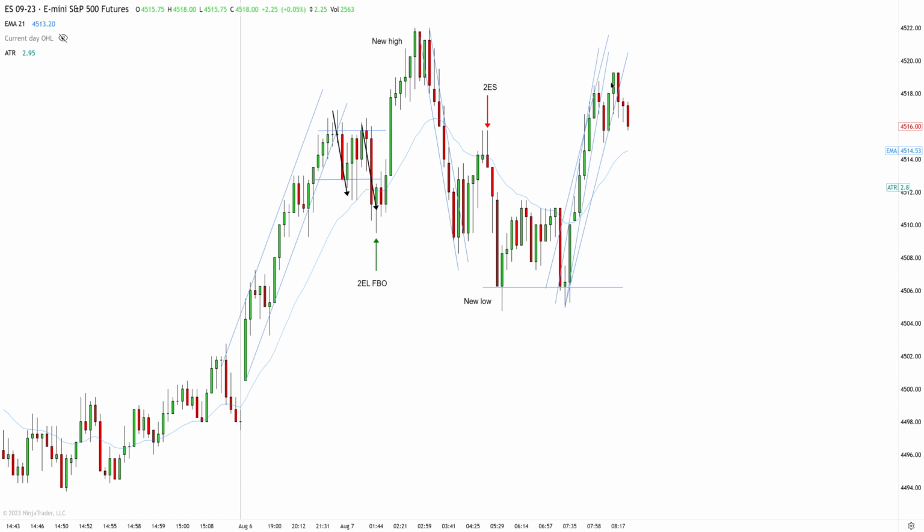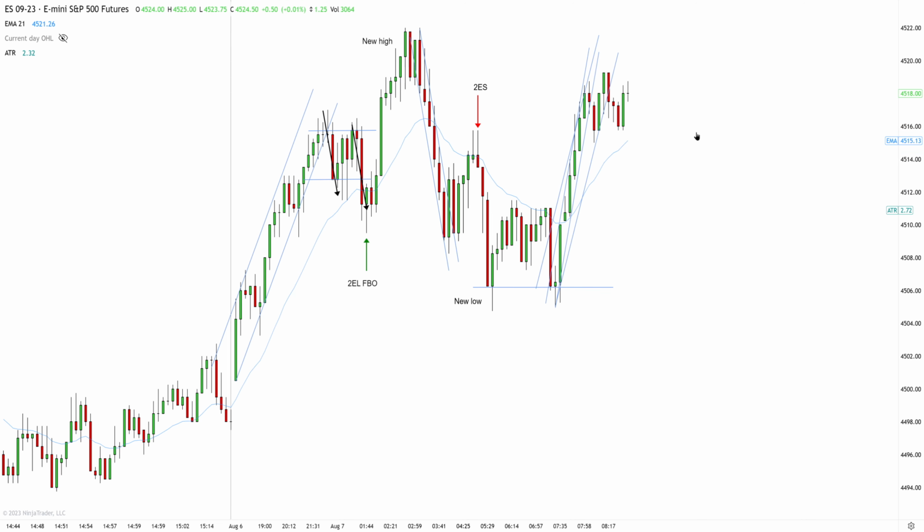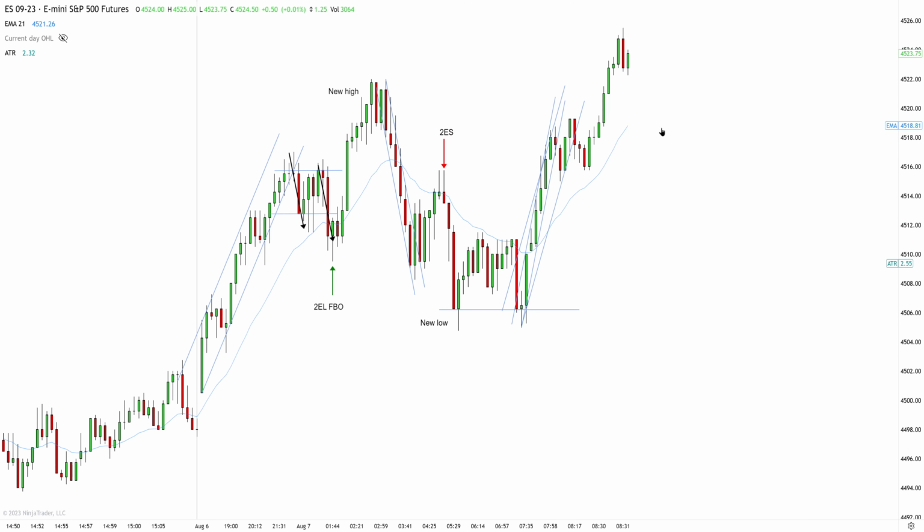I'm going to widen it just a little bit because a lot of times when you have a break to a new high without touching the EMA, there is an additional push to a new high. I would like to see a second entry long, but I only have a first entry long, which is not a high probability setup.